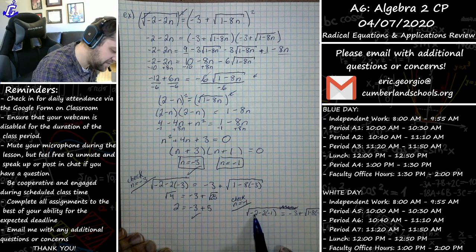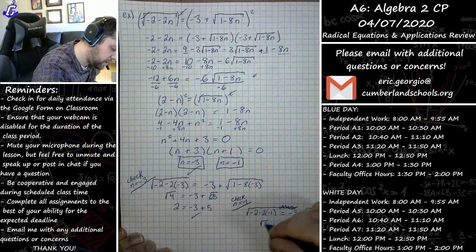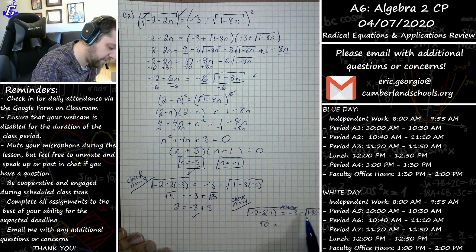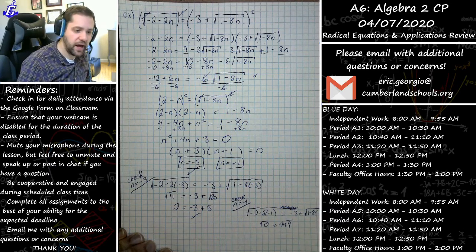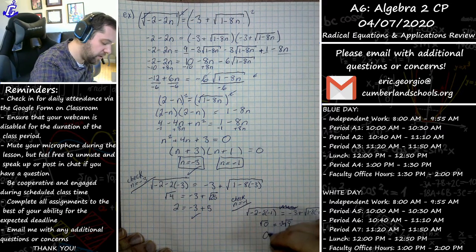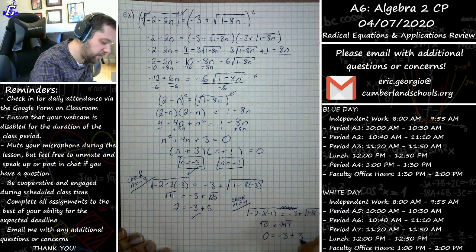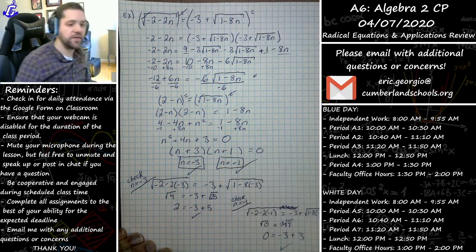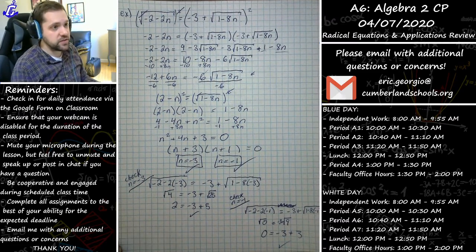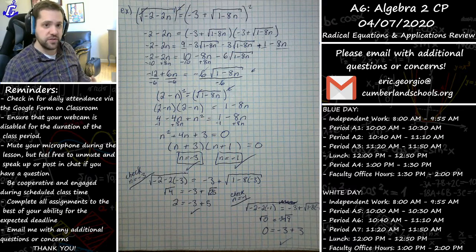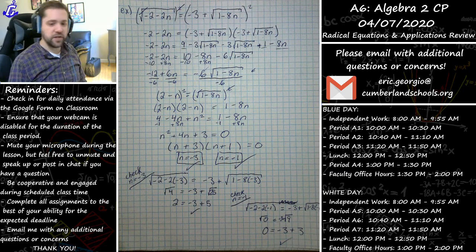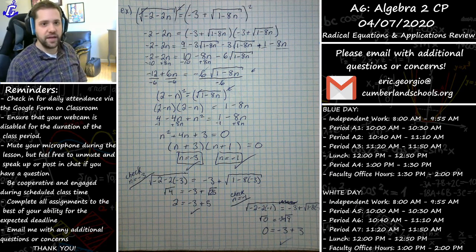We got negative 2 plus 2, so it looks like the square root of 0, is equal to negative 3 plus the square root of 9. Is that true? I think it certainly is, right? Because 0 is certainly equal to negative 3 plus 3, so I'm happy with that. And so this problem, unlike the last one, which had no solution, this problem has two solutions. They both check out. Those two solutions are n equals negative 3 and n equals negative 1.